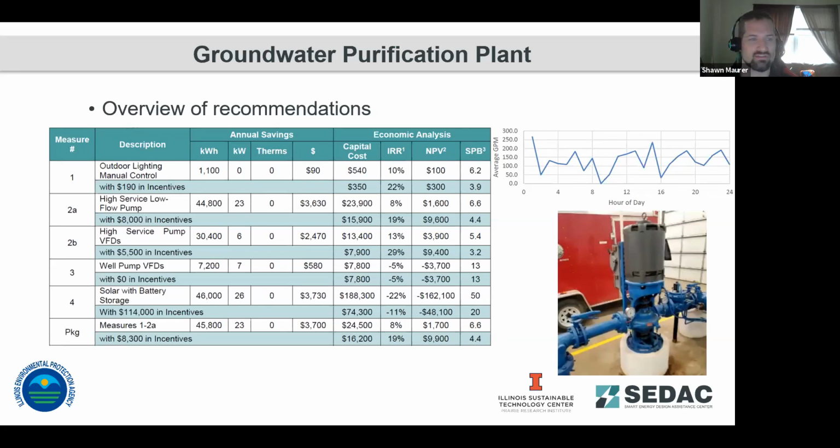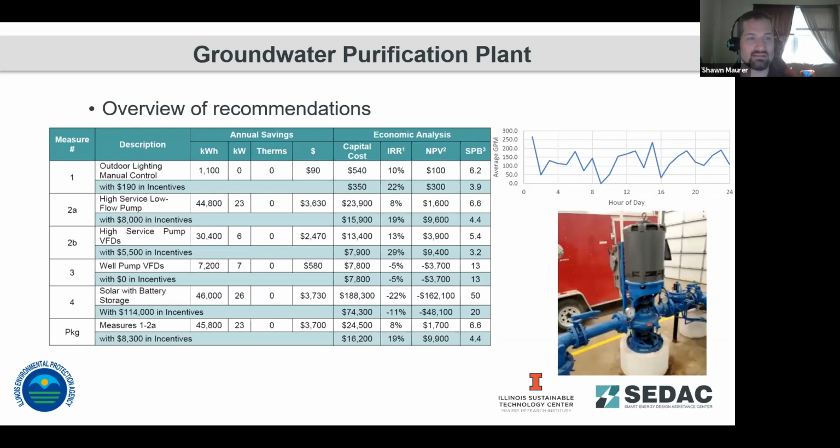So looking at this, we identified that there was a need to address leakage in the system. We also identified that these high service pumps could have a secondary lower flow pump tied into that system that could reduce their energy consumption. We also looked at outdoor lighting that, again, we noted during the site visit was on during the day. At this particular site, it's fenced in, it's totally enclosed, so they've got security there. We recommended a manual control for all lights except for a driveway light for security purposes that would be kept on a motion sensor.